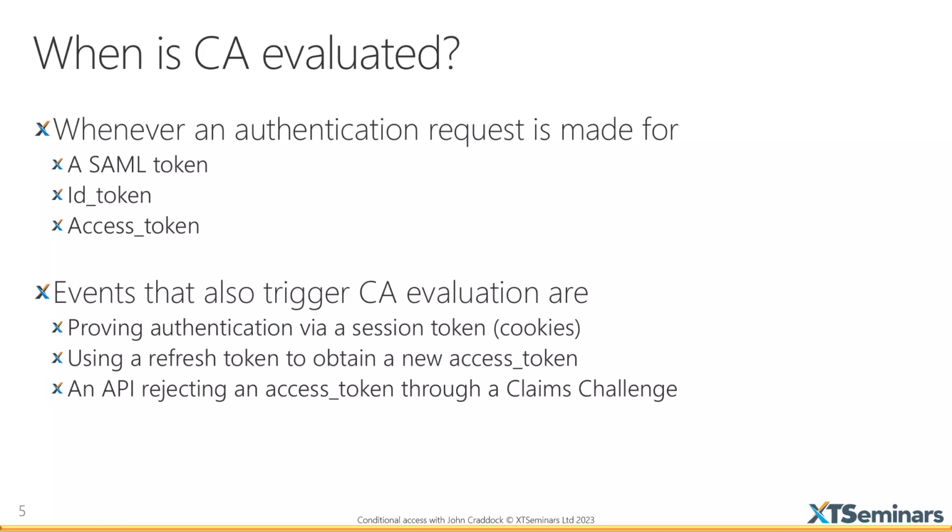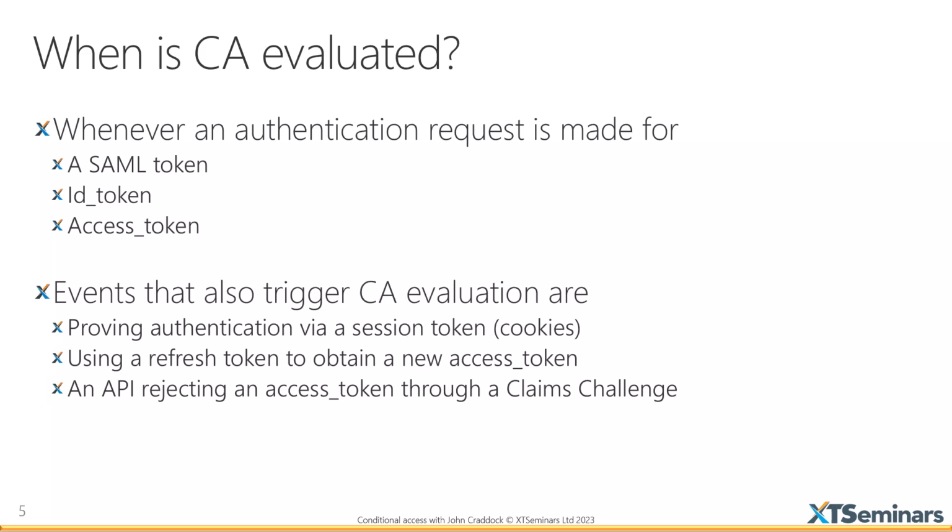And there are also events that trigger conditional access evaluation. For instance, proving authentication by the use of a session token. We'll come back to that. Using a refresh token to obtain a new access token. Again, we'll look at that in a bit more detail. And also when an API rejects an access token through a claims challenge. And that's part of continuous access evaluation. We'll also look at that.